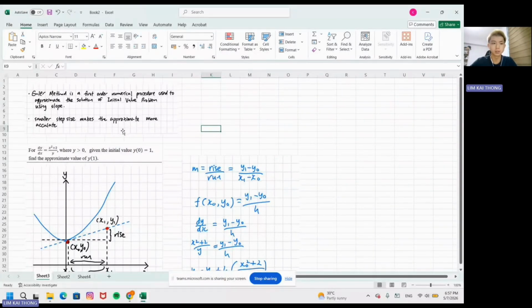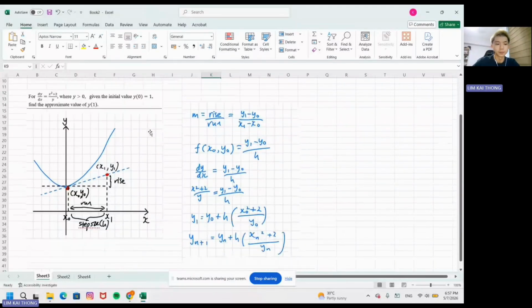Euler method is a first-order numerical procedure used to approximate the solution of an initial value problem using slope. A smaller step size makes the approximation more accurate. Given the equation, the initial value y0 equals 1 tells me that x0 equals 0 and y0 equals 1, which allows me to plot my first point.